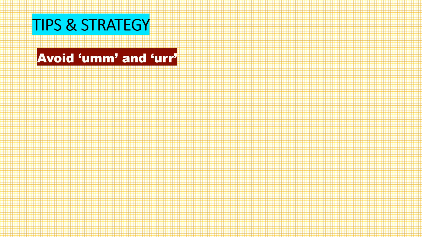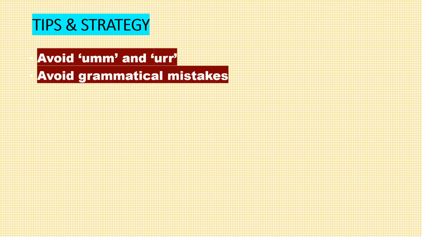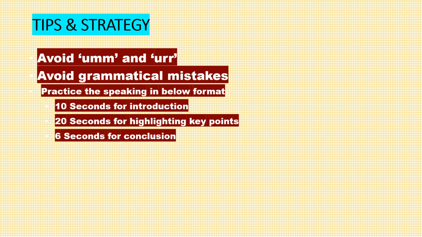Now let's take a look at the tips and tricks. The first is to avoid umming and ahhing while speaking. This will reduce your oral fluency and overall marks. Remember to avoid grammatical mistakes while forming sentences. Practice speaking in the below format: 10 seconds for introduction, 20 seconds for highlighting key points, 6 seconds for conclusion.